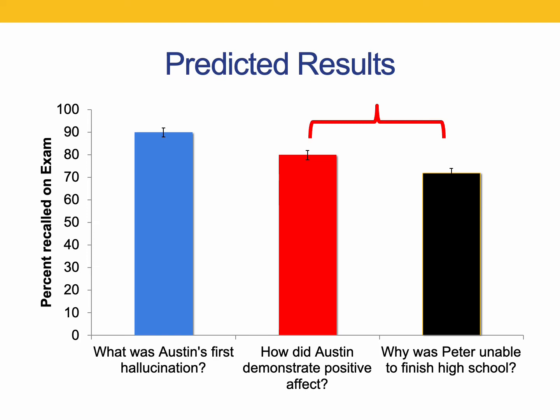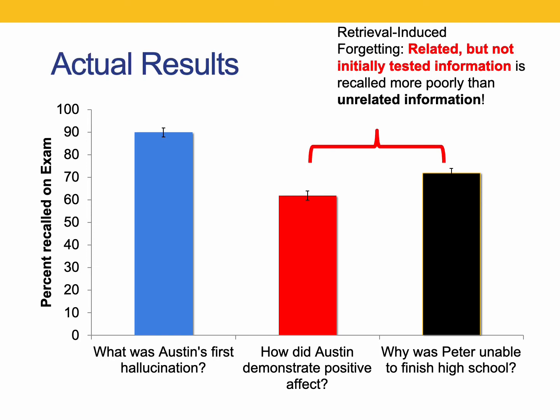And this is known as the spreading activation hypothesis, that when some topic, in this case the topic is Austin, when you practice some of the information related to a topic in memory, it should enhance information related to the topic. But in fact, what the researchers found was the opposite.